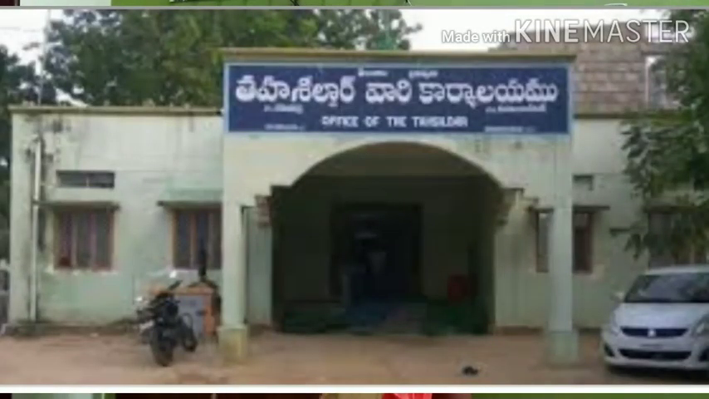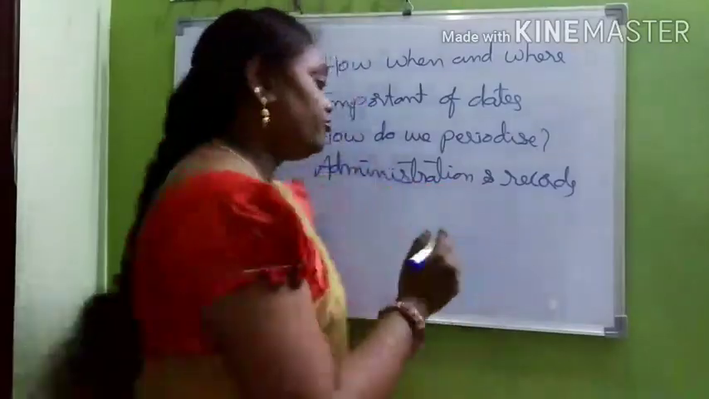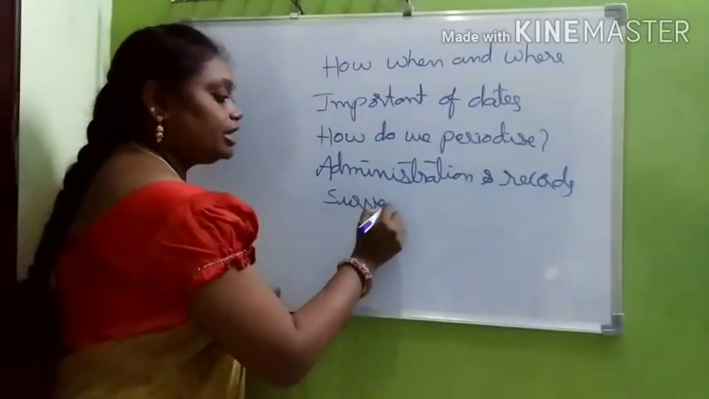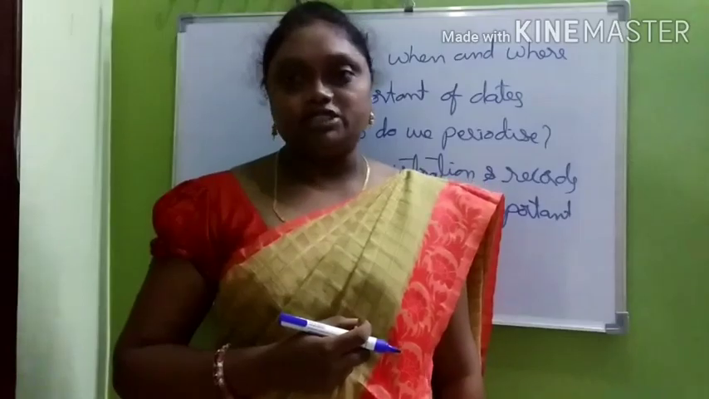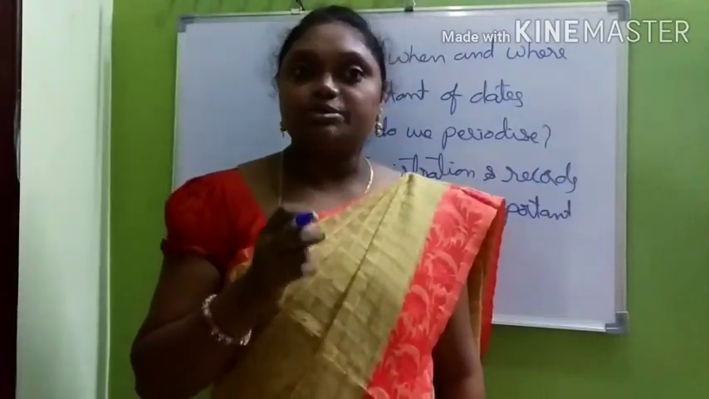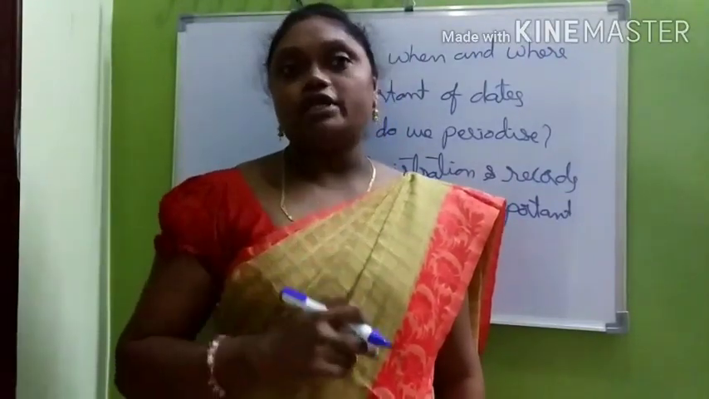And the next topic we are learning is surveys becoming important. Survey is the most important in the British period. Why did they want to start the survey? First of all they had to know where the places were located, what type of landforms there were, what type of soil there was. They could find this out, so that's why they started the survey. The practice of surveying also became common under the colonial administration. Colonial means the British occupied our country, so that's why we call it colonial.